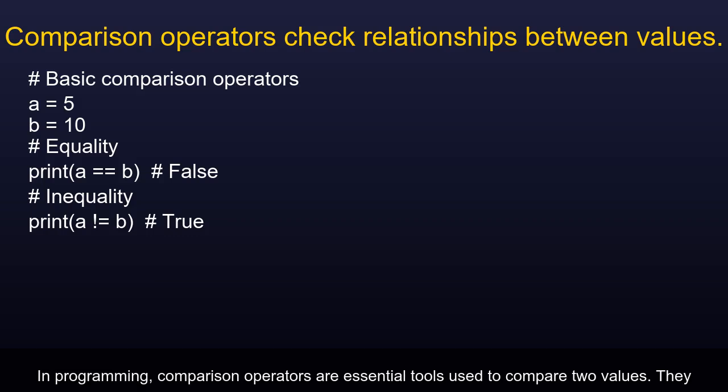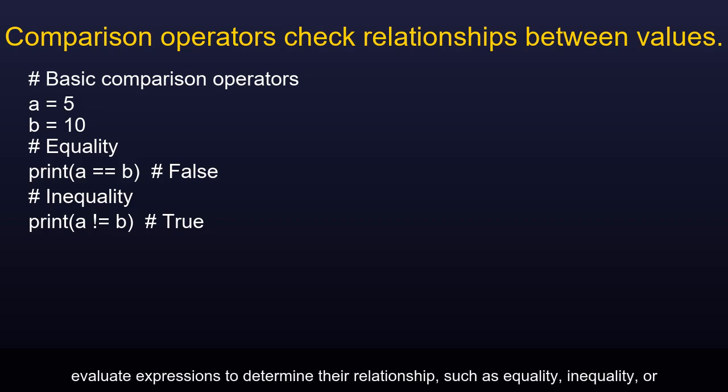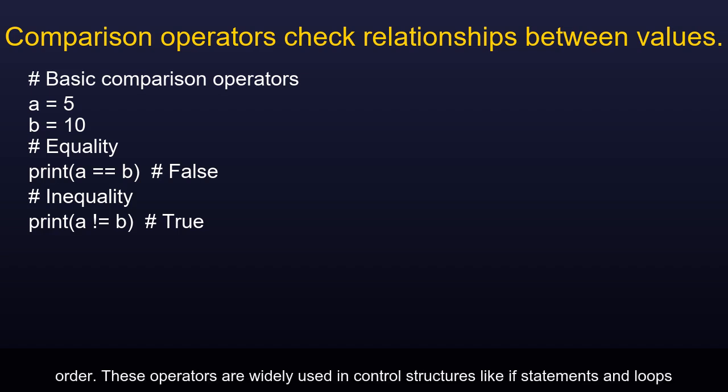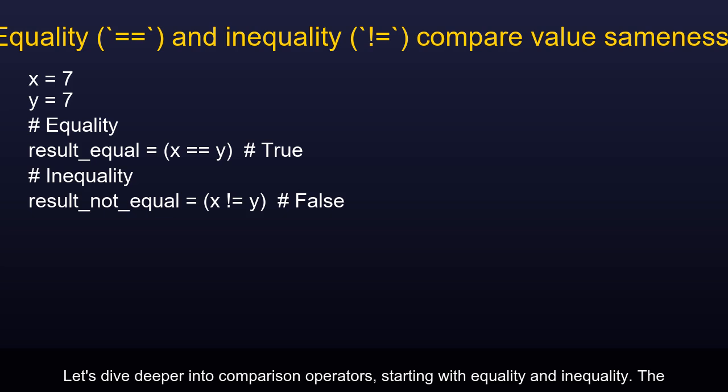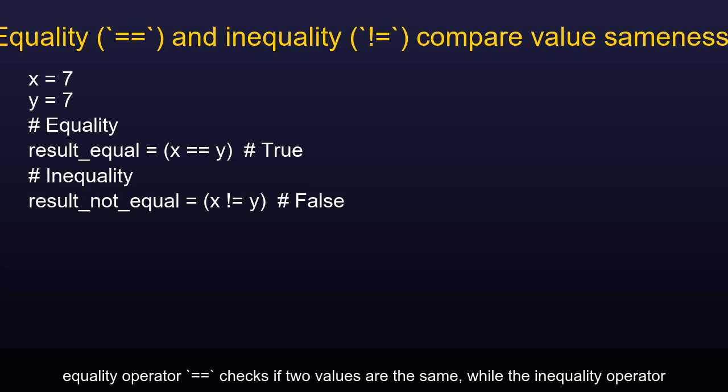In programming, comparison operators are essential tools used to compare two values. They evaluate expressions to determine their relationship, such as equality, inequality, or order. These operators are widely used in control structures like if statements and loops to make decisions based on conditions. Let's dive deeper into comparison operators, starting with equality and inequality.